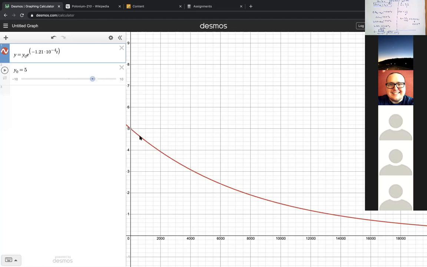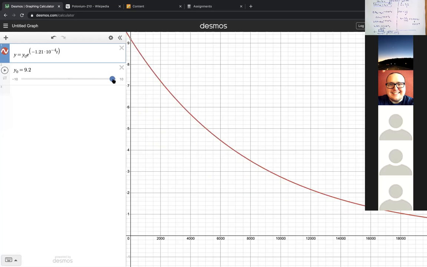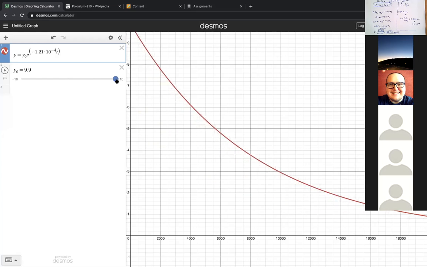Okay, so what if I changed it to another number? Let's go all the way up to 10. And remember what I said, it's the proportion that matters, not the initial value. So you might think since we start with more, it's going to take longer to decay by 20%, but actually it doesn't. 20% of 10 is 8. So we have to figure out where our function is equal to 8. And again, you can see it's exactly the same.